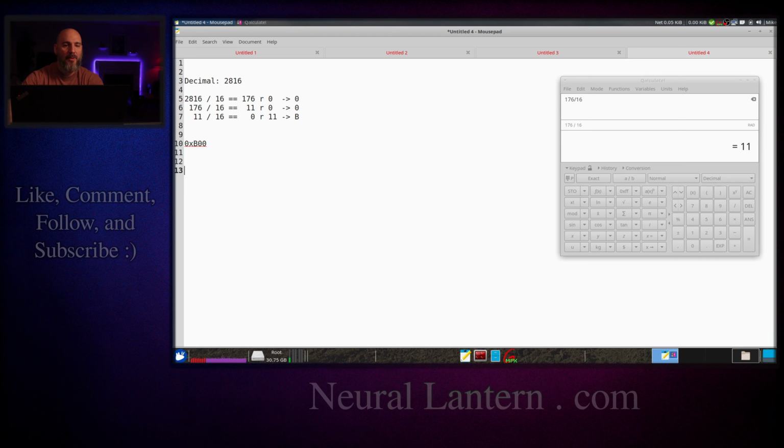Let me punch this up into my personal calculator to make sure I don't need to make a correction. B00, there we go. Also, here's another thing to keep in mind. Most of the time when we use hex, it's to read sets of bytes.